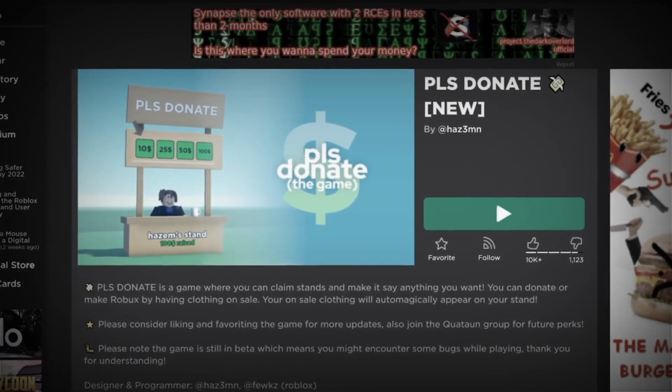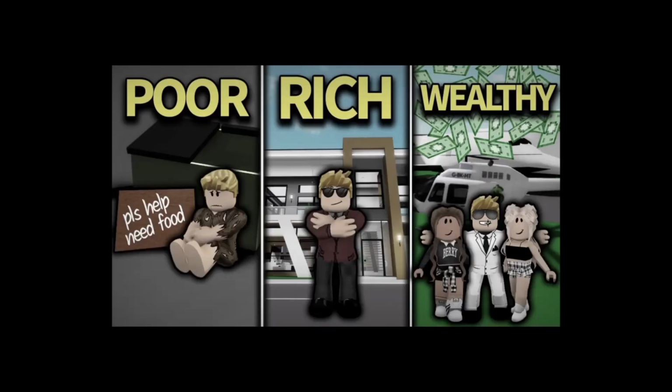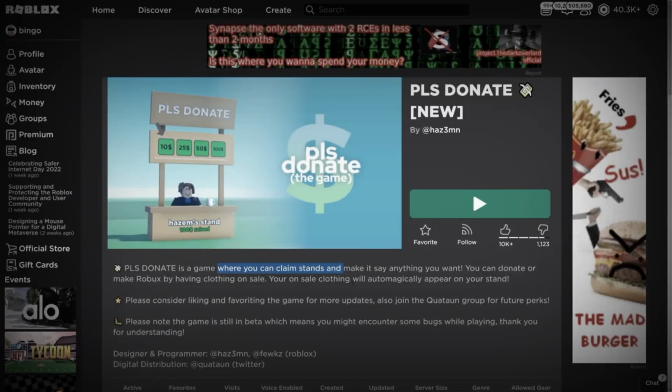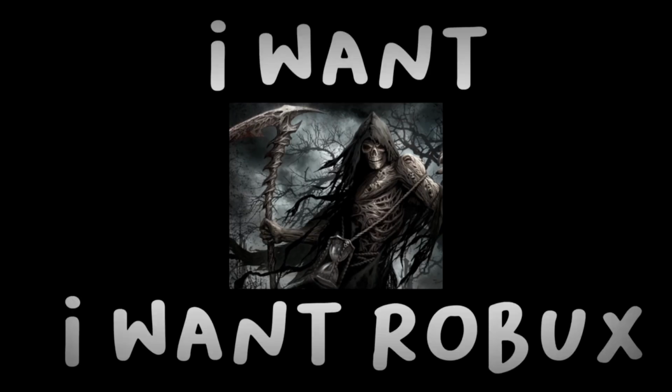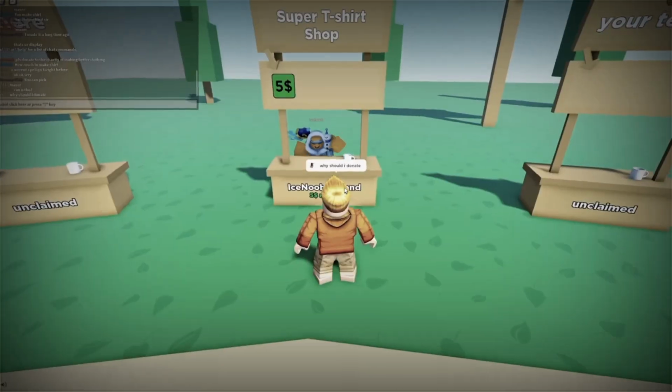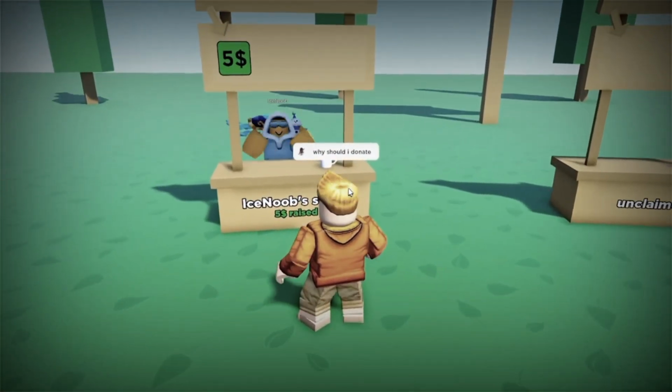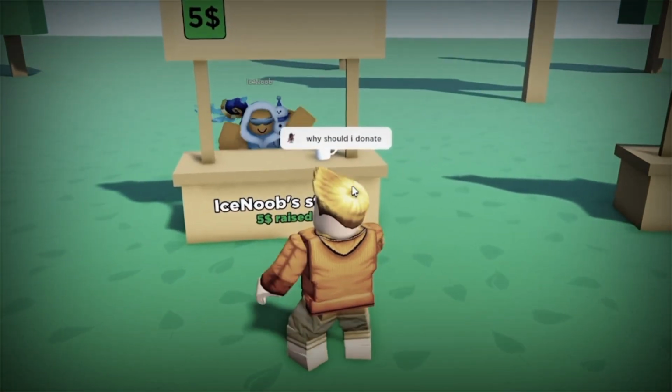Today we're playing one of those donation games where people just put up booths and ask other players for money. I don't think you can give them money directly, but that's basically what the game is about. Why should I donate? What do you have? What can you say to make me want to give you the dollar bills, guy?